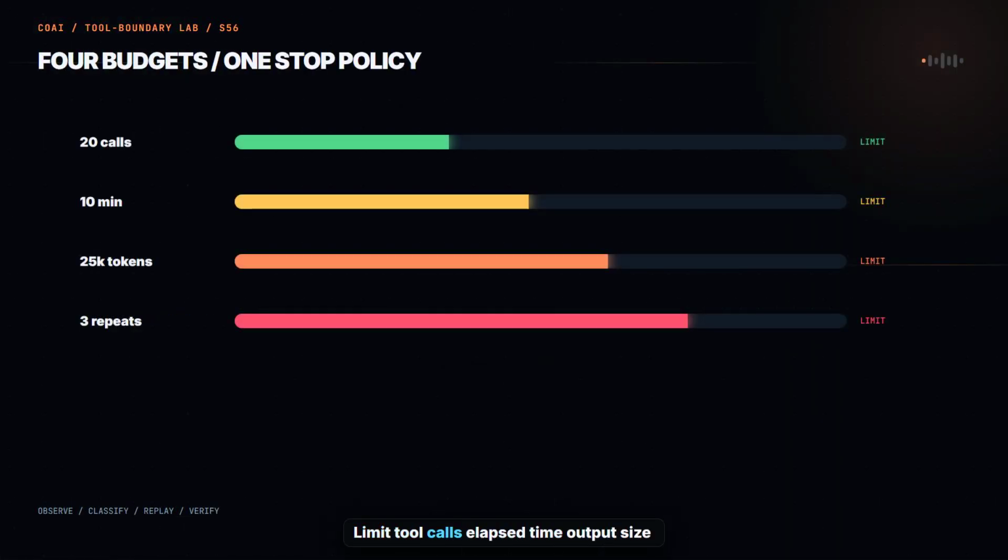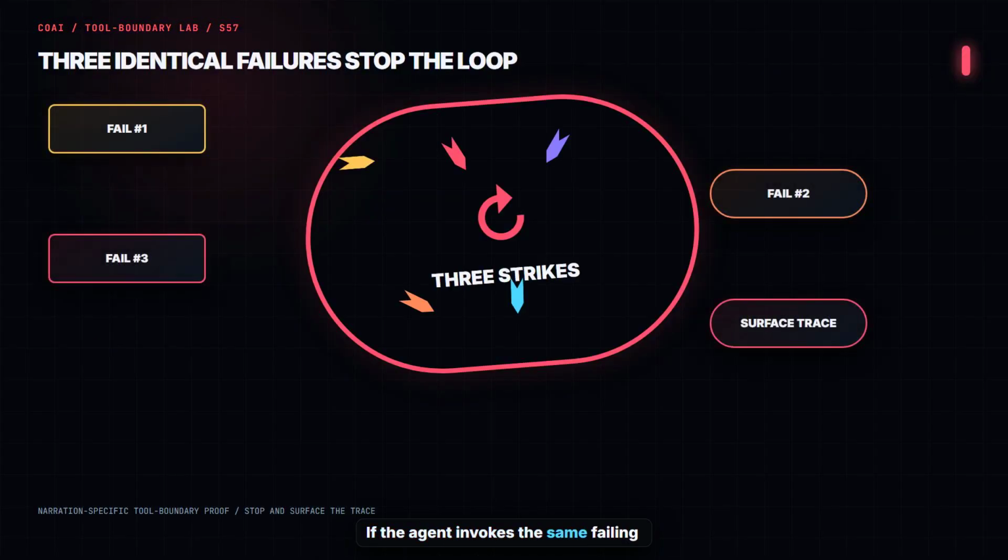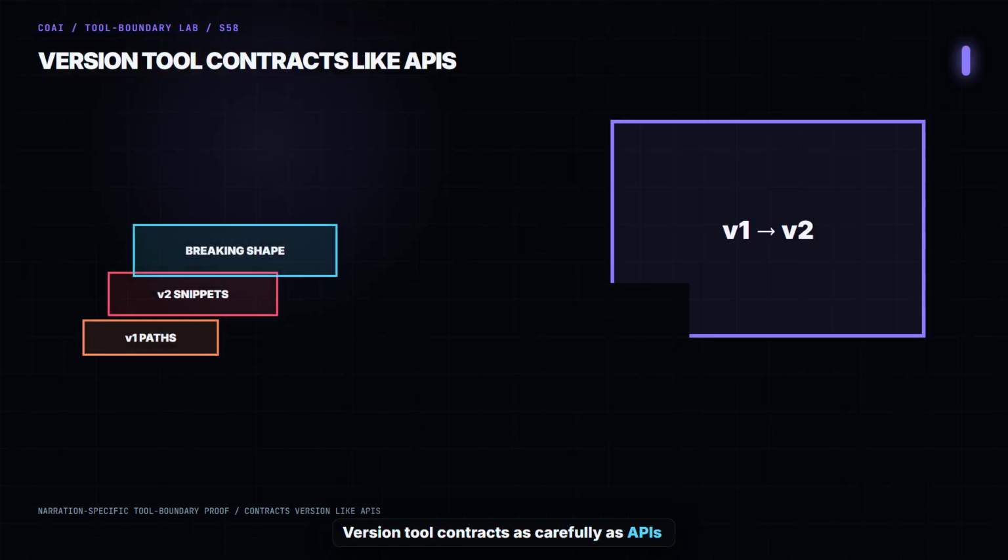Set budgets. Limit tool calls, elapsed time, output size, and repeated failures. If the agent invokes the same failing command 3 times without changing the state, stop the loop and surface the trace. Version tool contracts as carefully as APIs.